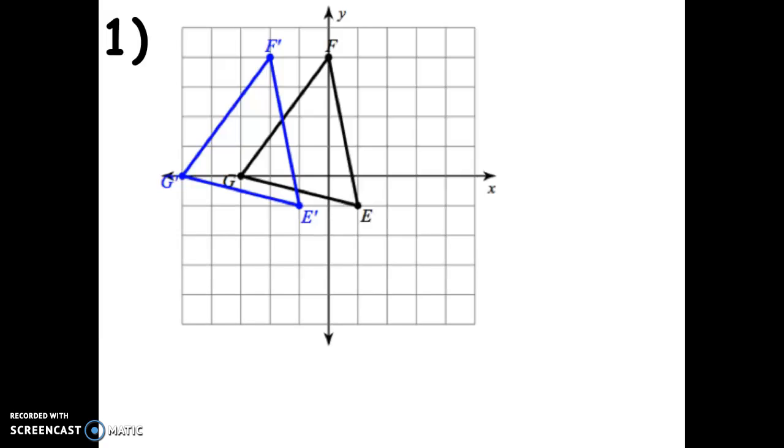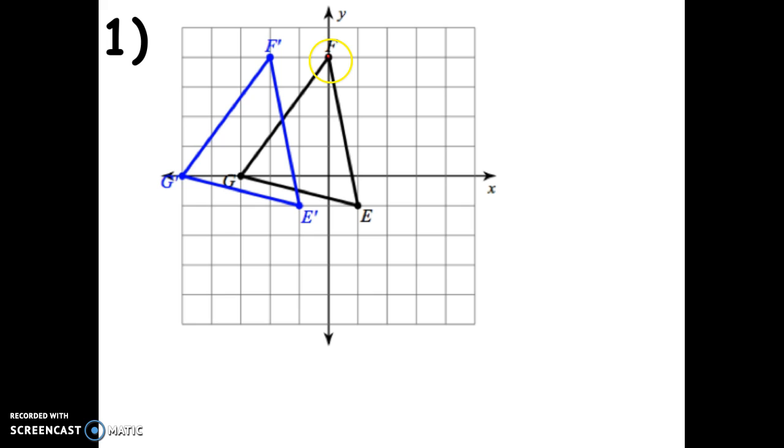Write a function to describe each transformation. So here we are given a pre-image, which is in black, and an image, which is in blue. We need to figure out what transformation represents this image, so that way we can write a function to represent the transformation. So, first thing you need to do is select a vertex on the pre-image.